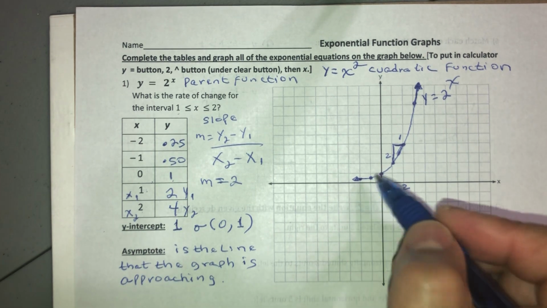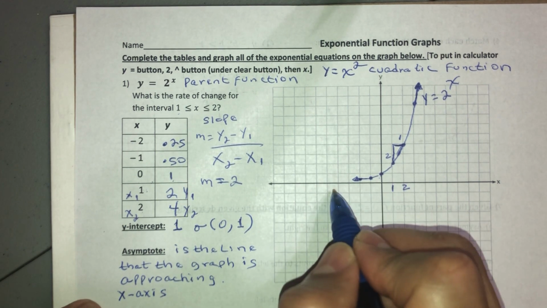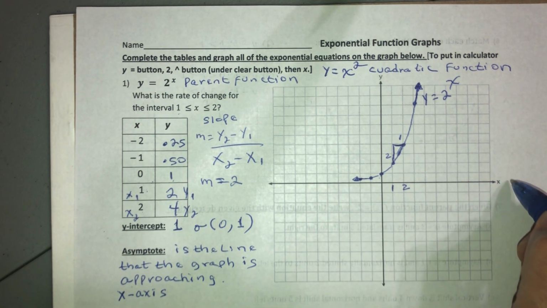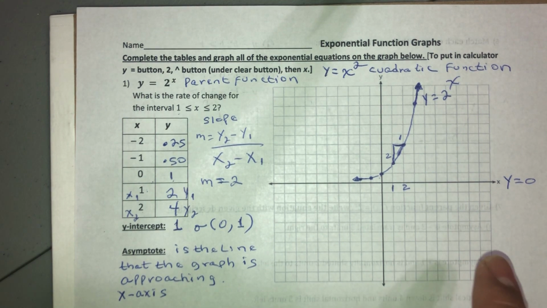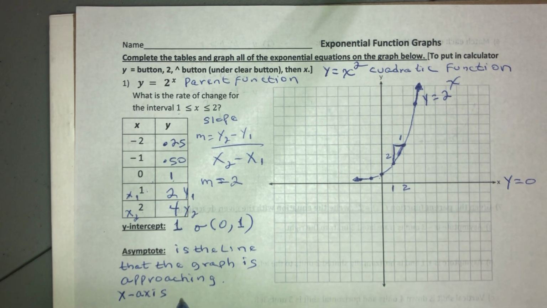So now you have two options to answer. The asymptote for this is going to be the x-axis, because if you notice, it's approaching the x-axis. But remember, the x-axis has an equation. The equation of the x-axis is y equals 0. So on a test, instead of seeing the x-axis, you might see the line y equals 0. So there are two ways you can answer the asymptote: either the x-axis or the line y equals 0.